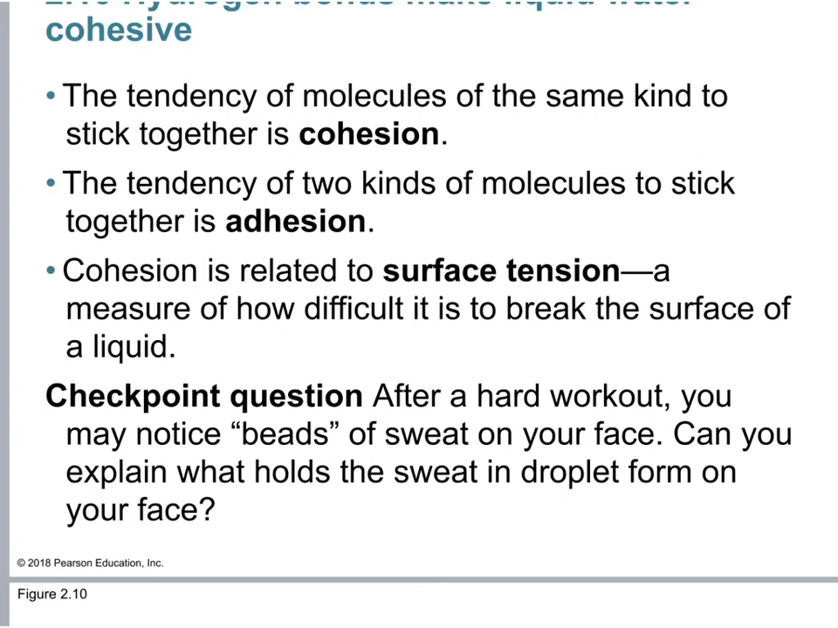So related to cohesion is surface tension. This is a measure of how difficult it is to stretch or break the surface of a liquid. Hydrogen bonds give water unusually high surface tension, making it behave as though it were coated with an invisible film. You can observe the surface tension of water by slightly overfilling a glass. The water will stand above the rim. That is an example of surface tension.